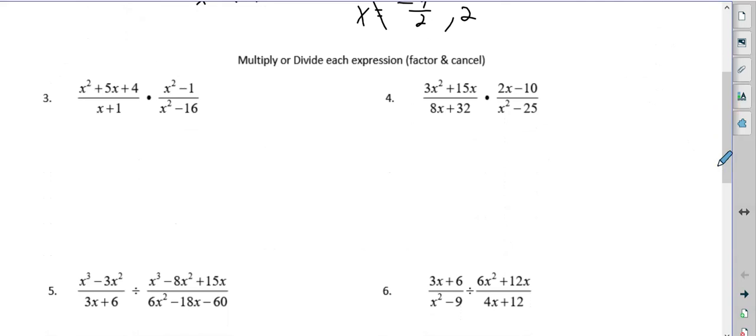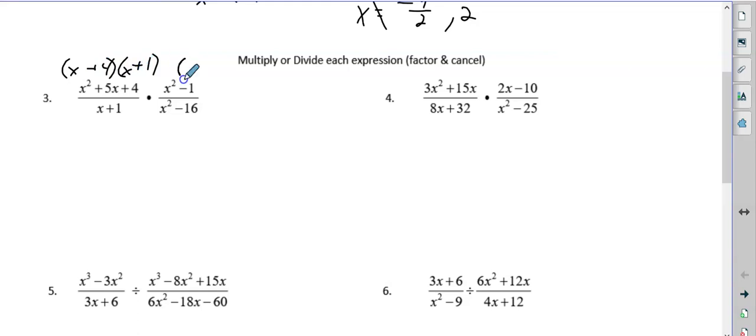Multiply or divide each expression, factor and cancel. So here's where we got to start factoring everything. Okay? So number 3, we're going to factor the left top. X times x. We need 2 numbers that give you 4 that add up to 5. Well, our choices are 4 and 1 and 2 and 2. 2 and 2 adds up to 4. But 4 and 1 adds up to 5.